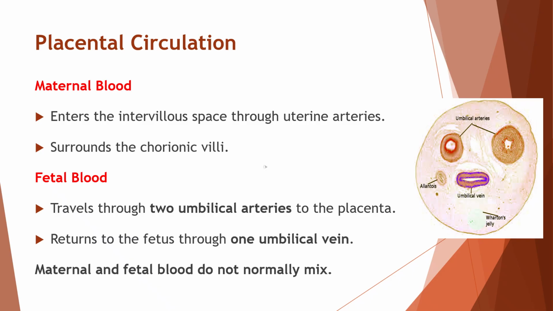Remember this simple rule. 2 umbilical arteries carry deoxygenated blood from the baby to the placenta. 1 umbilical vein carries oxygenated blood from the placenta back to the baby.